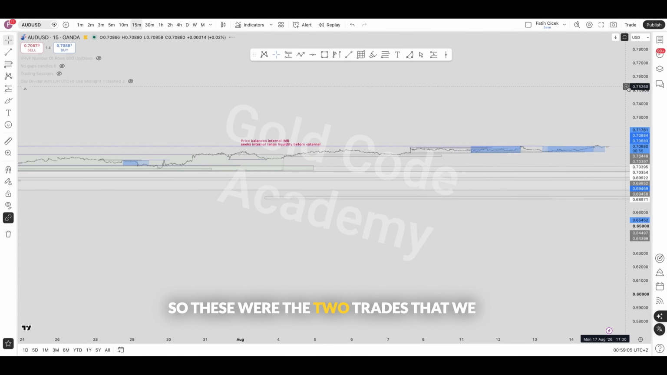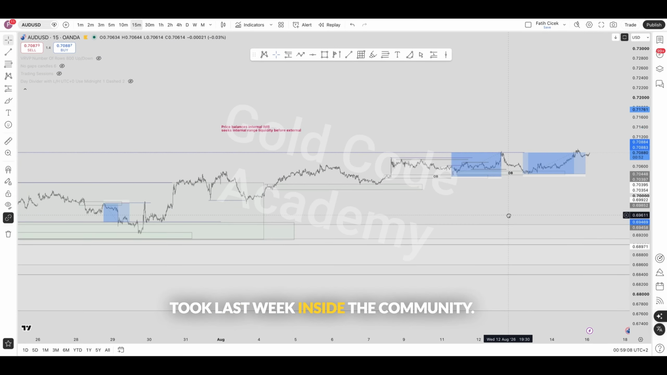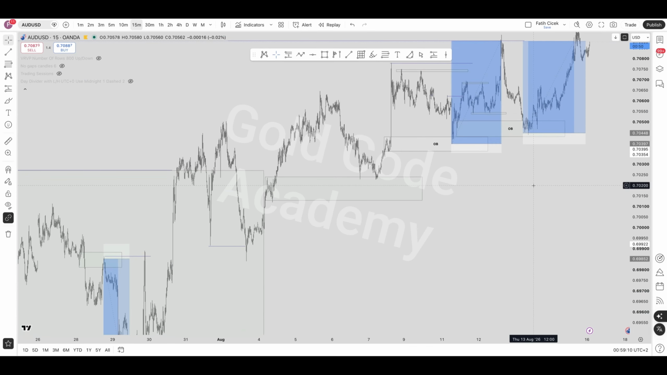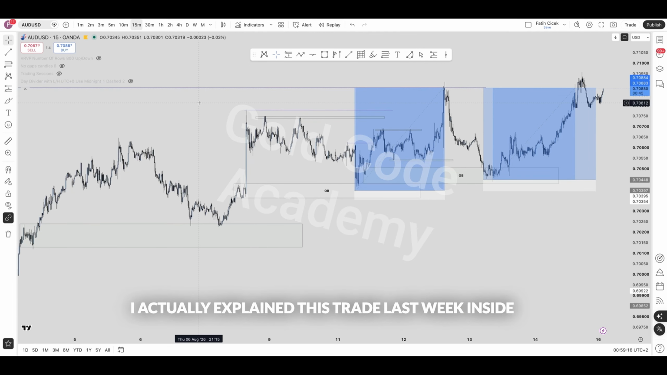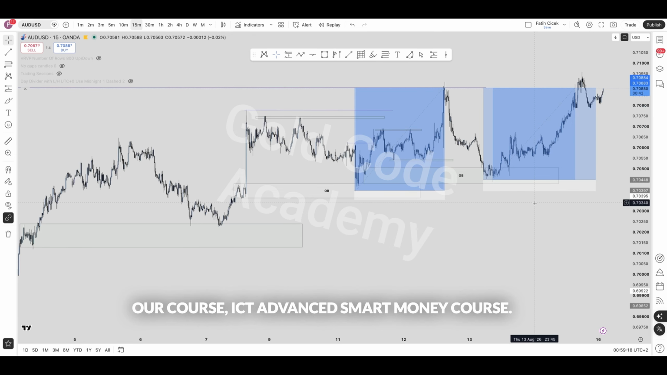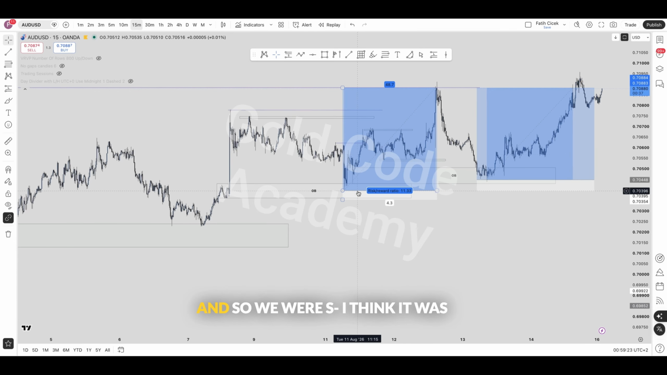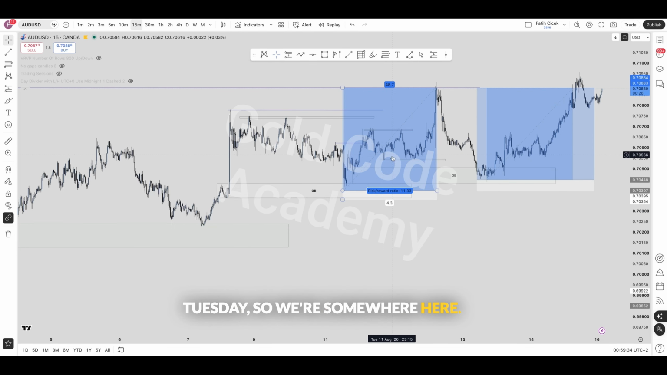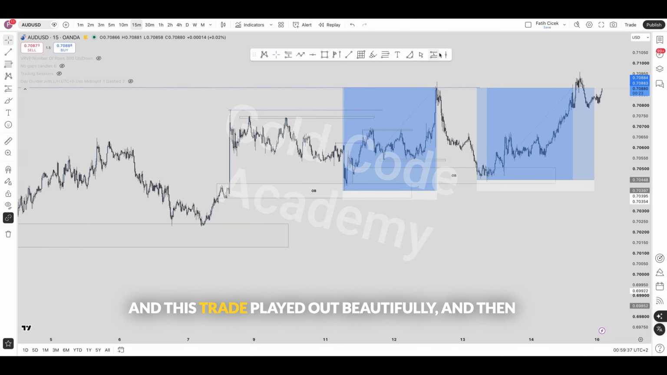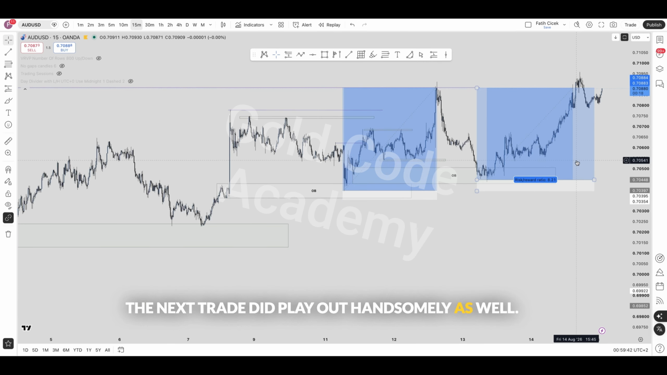So these were the two trades that we took last week inside the community. I actually explained this trade last week inside our course, ICT Advanced Smart Money course. I think it was Tuesday when I took this trade, and then I recorded the video on Tuesday, so we're somewhere here. And this trade played out beautifully. And then the next trade did play out handsomely as well.